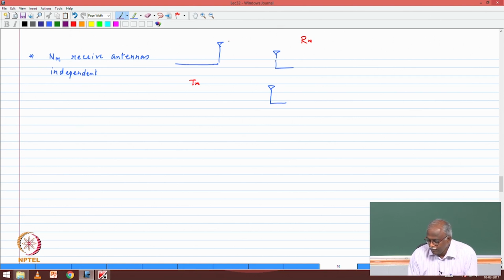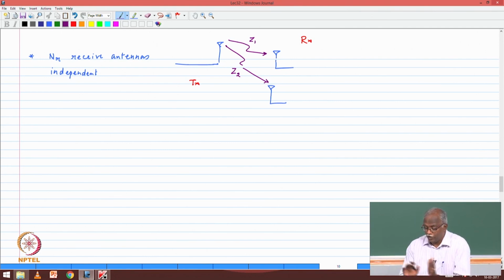Only one signal is transmitted, but it's picked up by the two receive antennas. And what we are saying is this one experiences a Rayleigh coefficient Z1, this one experiences a Rayleigh coefficient Z2, and Z1 and Z2 are uncorrelated, or basically independent of each other. So each of these antennas being independent means that the Rayleigh coefficients that they experience are independent of the others.